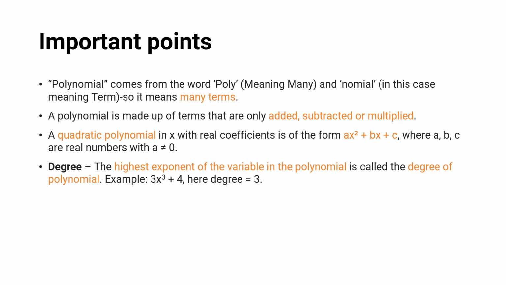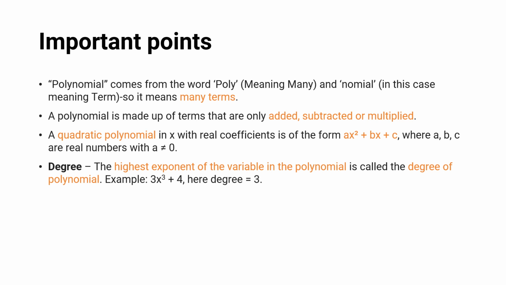A polynomial is made up of terms that are only added, subtracted, and multiplied. A quadratic polynomial in x with real coefficients is of the form ax square plus bx plus c, where a, b, c are real numbers and a is not equal to 0.